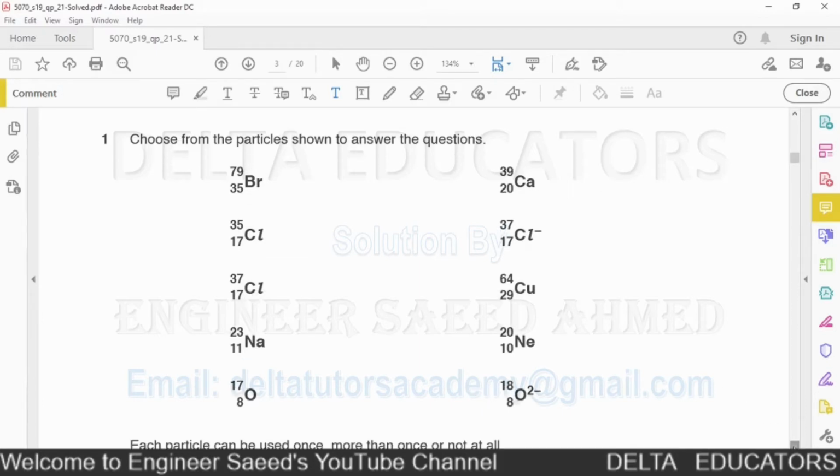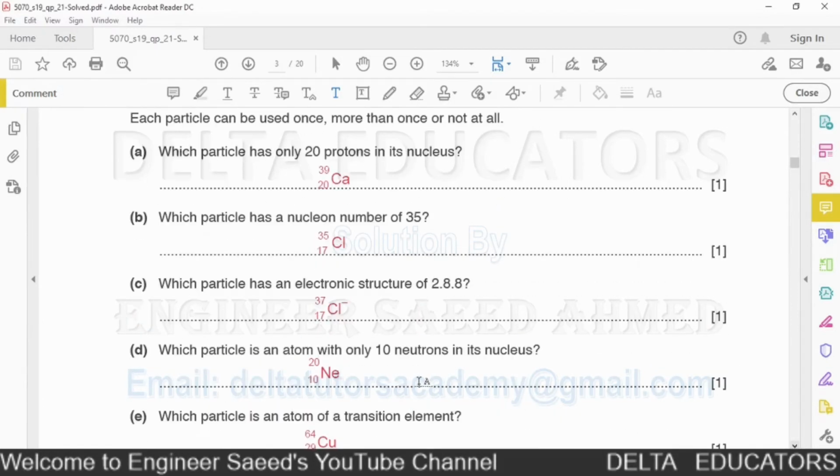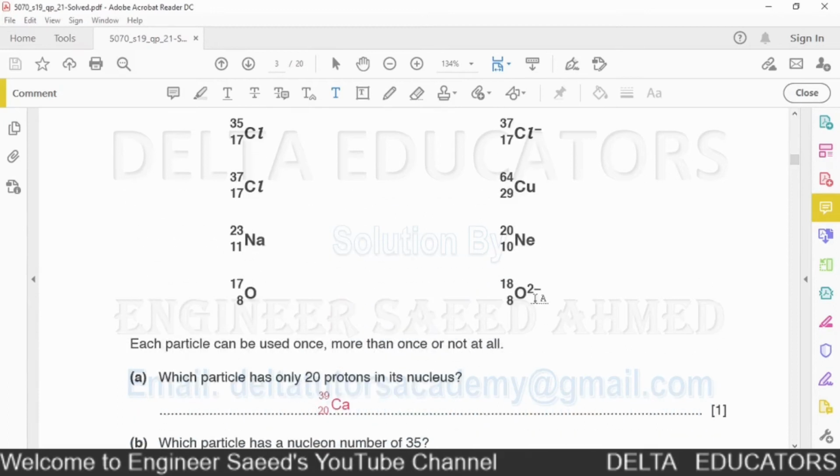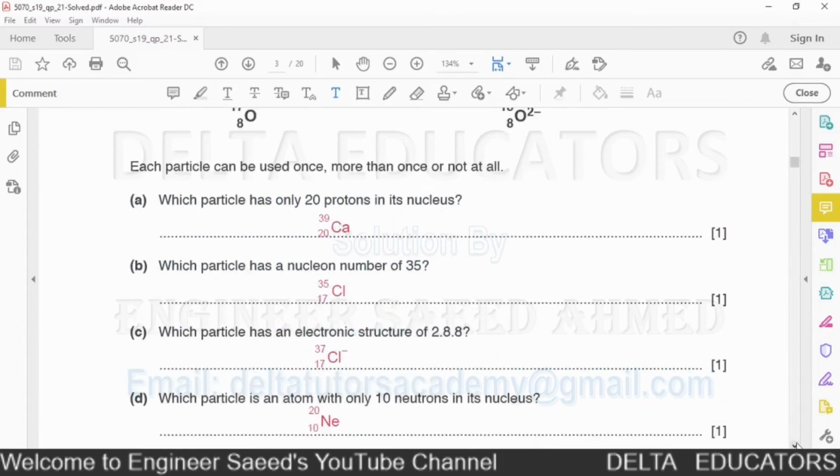Now we check the question again. In part D, it is asked which particle is an atom? This oxide ion is an ion. It is not an atom. The atom is neon. So our answer will be neon. We cannot write oxygen because oxygen is not in a neutral state. It is in ionic form. It is in an ionic state.